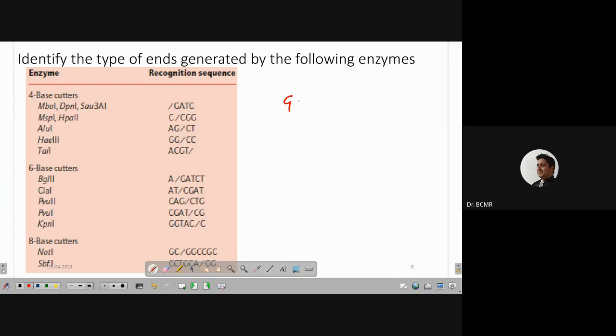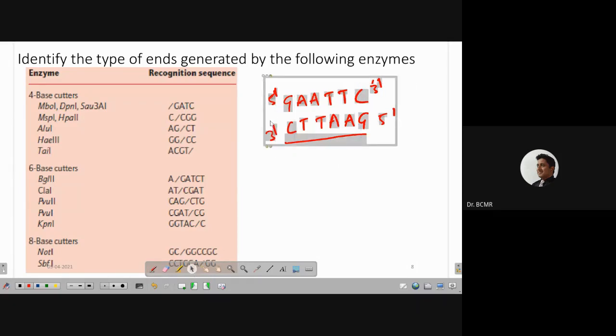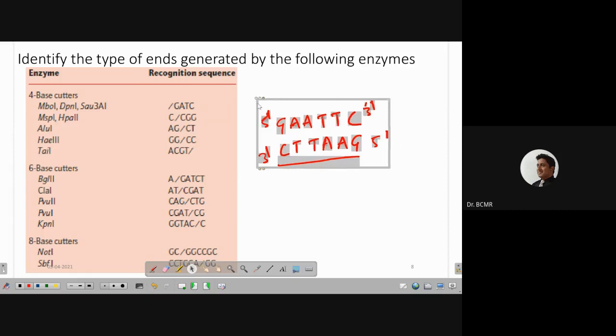Why are we calling them 6 base cutters? GAATTC. How many bases is it recognizing? It is recognizing 6 bases. So you call them 6 base cutters, from here to here. I also want you to know that if I invert this sequence, here is the sequence, this will be 5', and this is 3', this is 5', and here is 3'. If I invert it, what can we expect is a question, right?